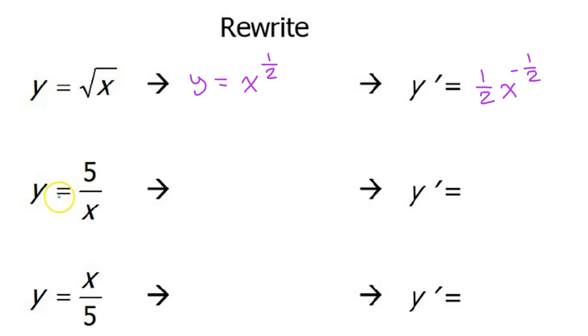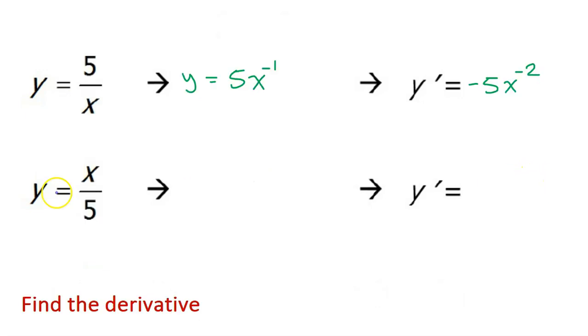To take the derivative of y equals 5 over x, let's rewrite this as y equals 5 times x to the negative 1 power. Now we can use that power rule. We can move the negative 1 to the front and multiply by this 5, so that gives us negative 5. Then we reduce the exponent by 1, so negative 5x to the negative 2 power.